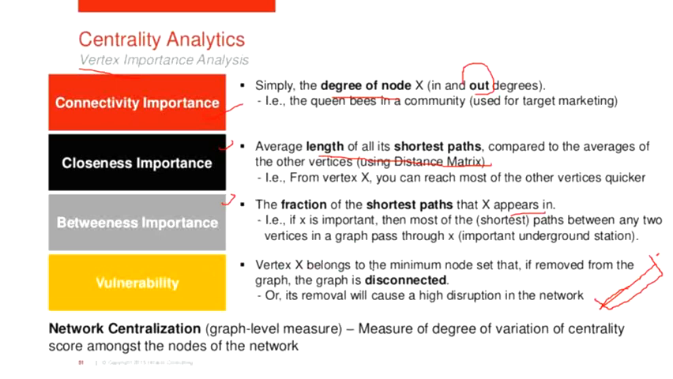Vulnerability: if vertex X belongs to the minimum node set, then its removal will make the graph disconnected. ठीक है, तो how significant it is कि इसको remove करने से high disruption network में आएगी या low disruption आएगी. ठीक है, so this is part of understanding the importance of the node itself.